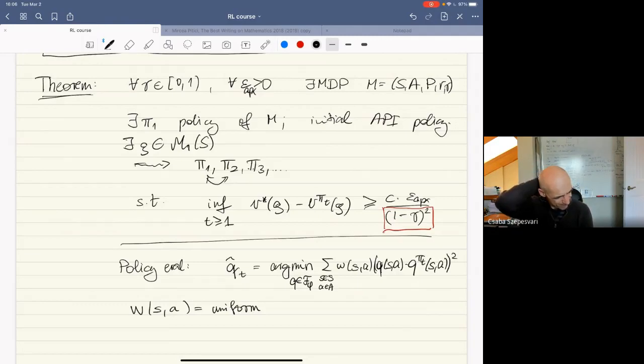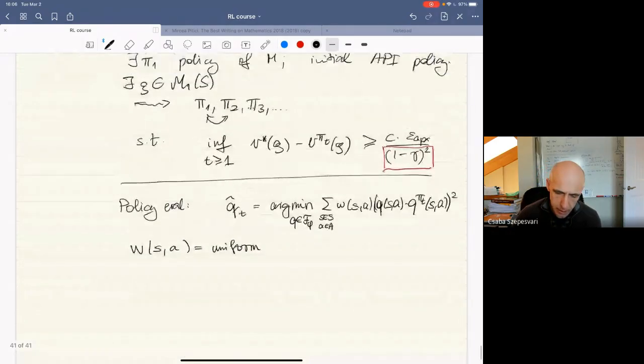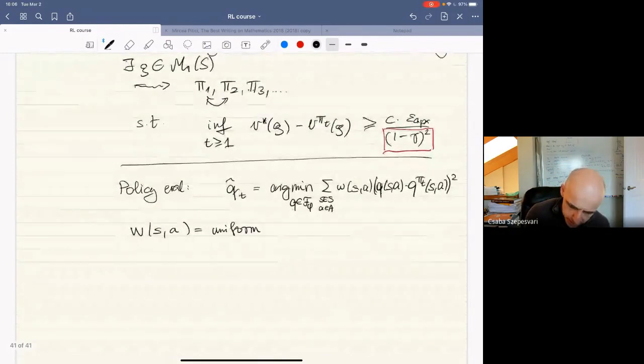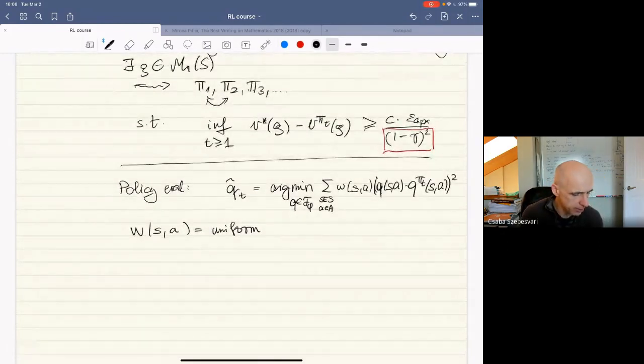Now, okay, you might suspect that the uniform weighting may be a very bad choice. But looking at the proof, it happens that it's probably not a bad choice. So what is this MDP?